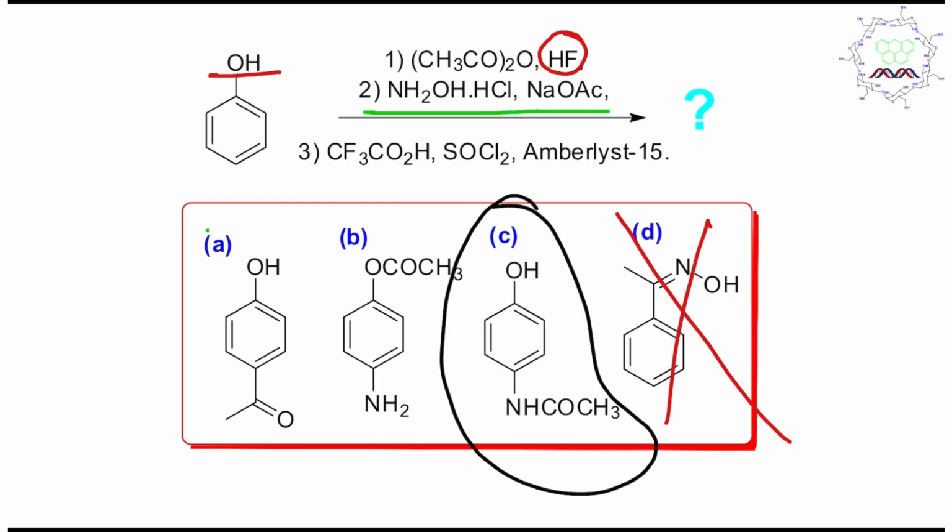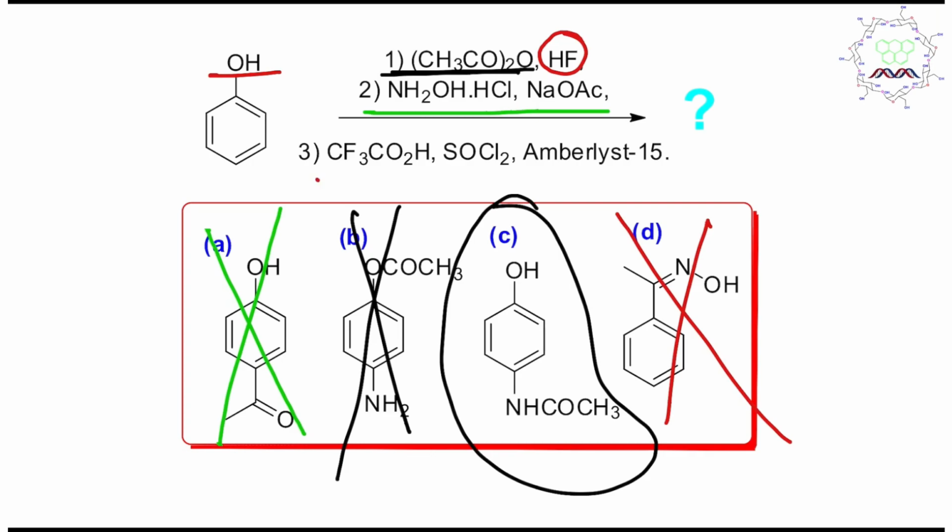Now the question: the second step is hydroxylamine hydrochloride and sodium acetate. The product of the first step will react, it cannot survive, so that option is gone. Now remaining are only B and C. See student, in the first step I told you that this acylation will happen on the ring, not on oxygen, so this is also gone. So you don't need to go to the third step. I guess this Amberlyst thing may be a little difficult, but if you understand both the first and second steps and use proper reasoning, option C is the right answer because the other three options are gone. So in this way, using your common sense, you can come to the right answer.